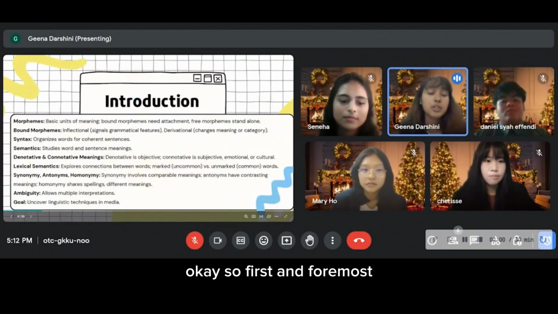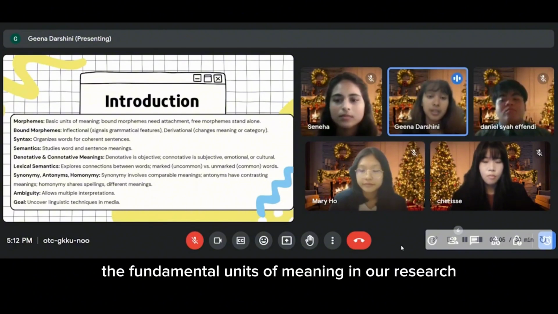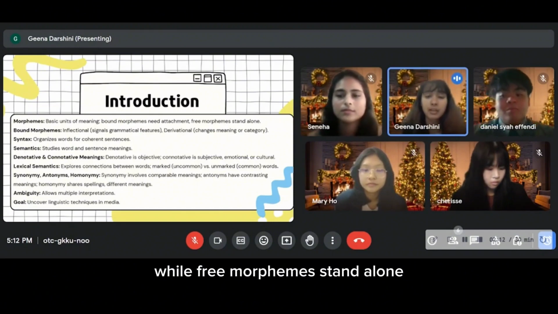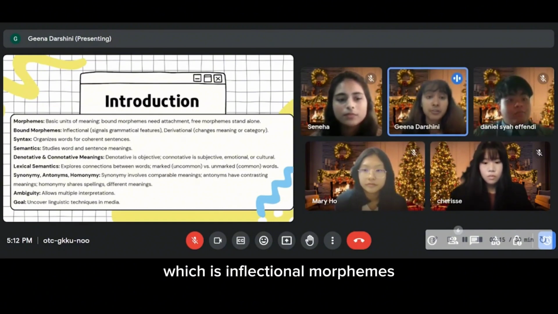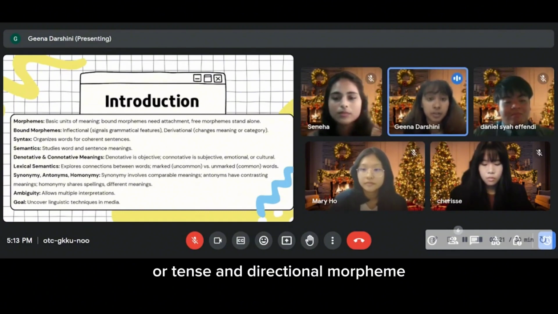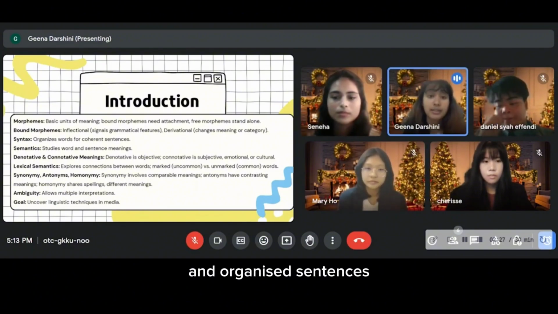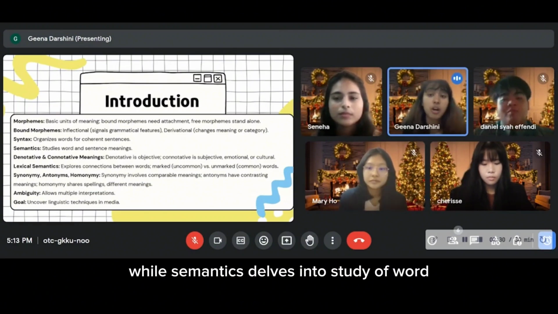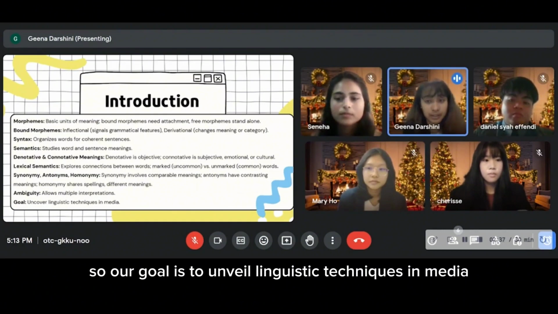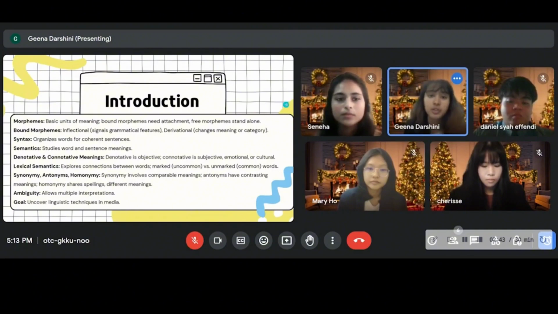Okay, so first and foremost, welcome to our exploration of linguistics, where morphemes are the fundamental units of meaning in our research. Bound morphemes need attachment to form meaningful words, while free morphemes stand alone. There are two types of bound morphemes: inflectional morphemes, which include grammatical features like plurality or tense, and derivational morphemes, which change a word's meaning or category. Syntax organizes words to create coherent and organized sentences, while semantics dives into the study of word and sentence meanings. Our goal is to unveil linguistic techniques in media through careful analysis of structure, grammar, and meaning in this space. I'll pass it to Shah.